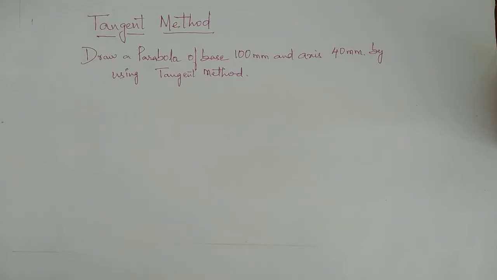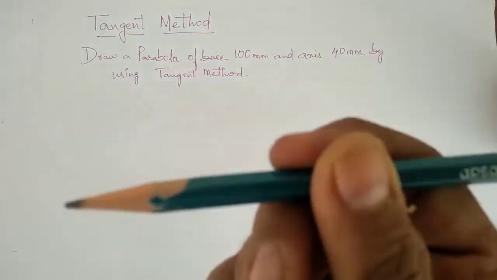So how do we go ahead for drawing that? I am going to explain in this video. The question is given as: draw a parabola of base 100 mm and axis 40 mm by using the tangent method. First I am going to draw it using a 2H pencil.